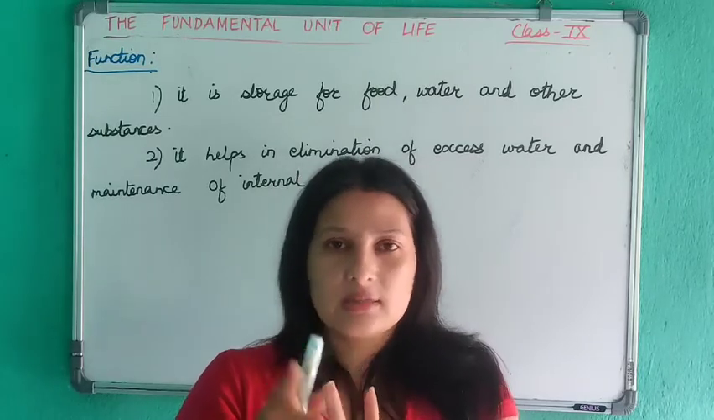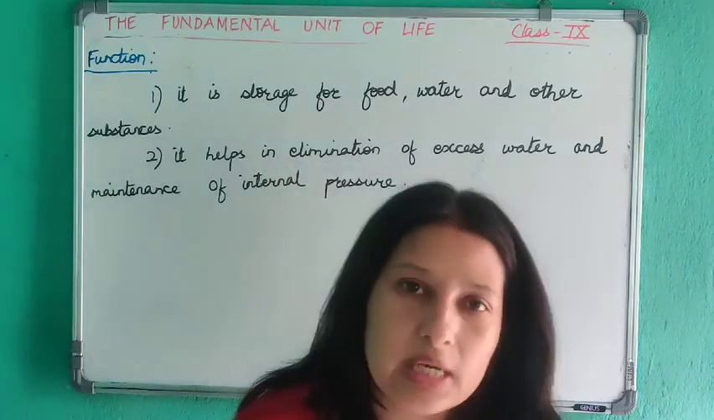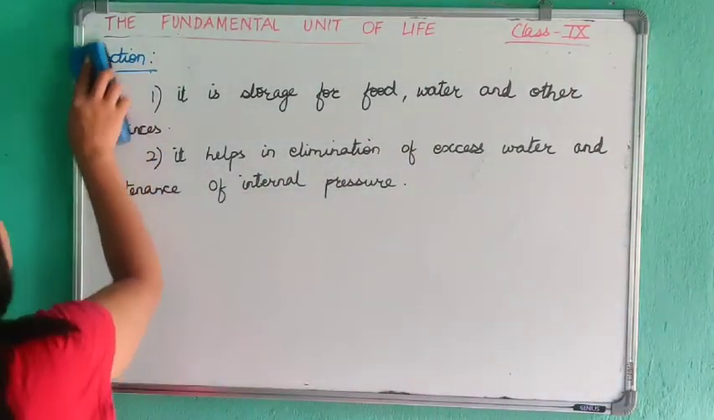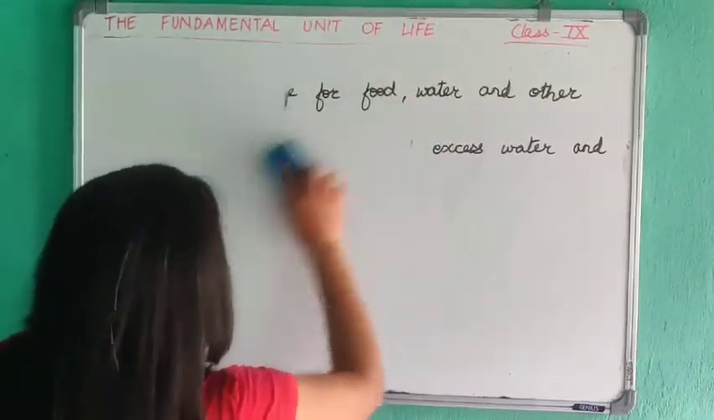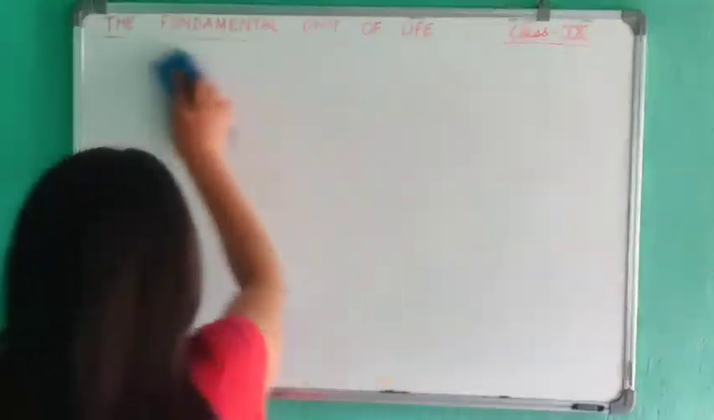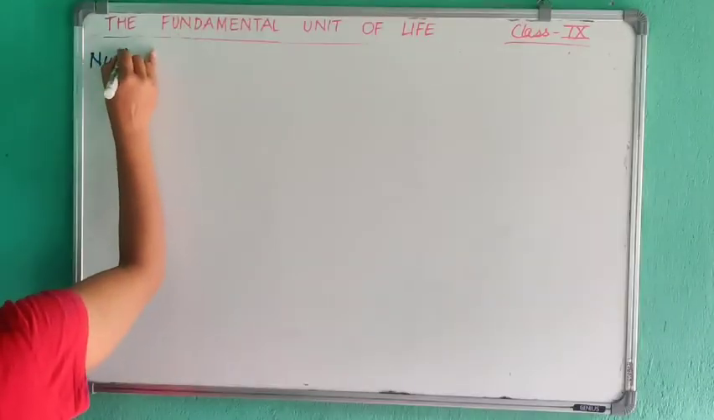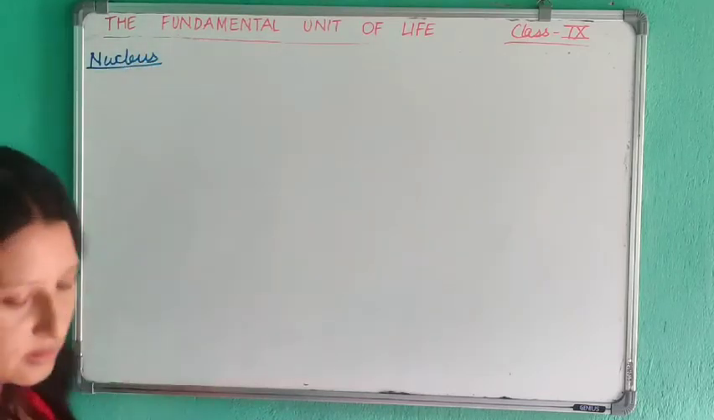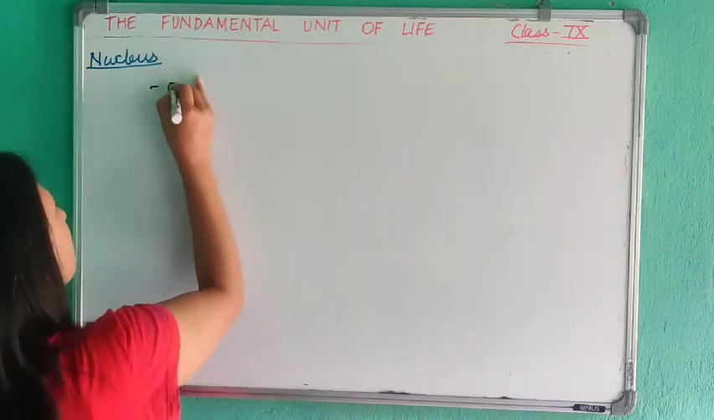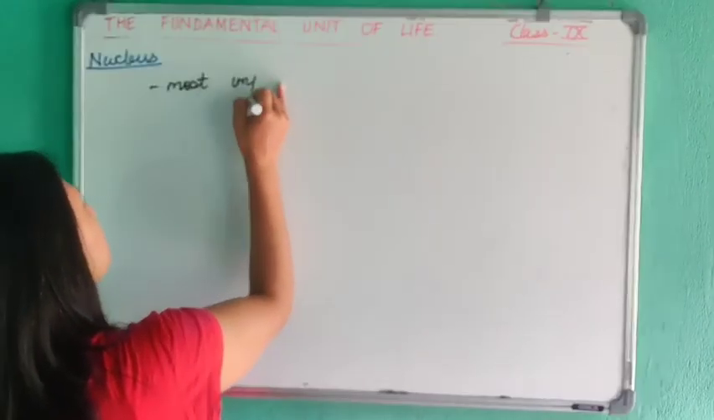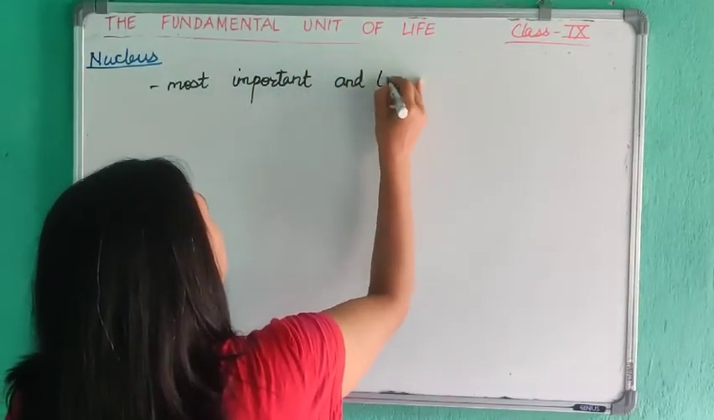Contents भनेको चाहिँ cell organelles. Now let us move on to the third part of the cell, that is the nucleus. Okay, nucleus. It is the most important and largest part of a cell.